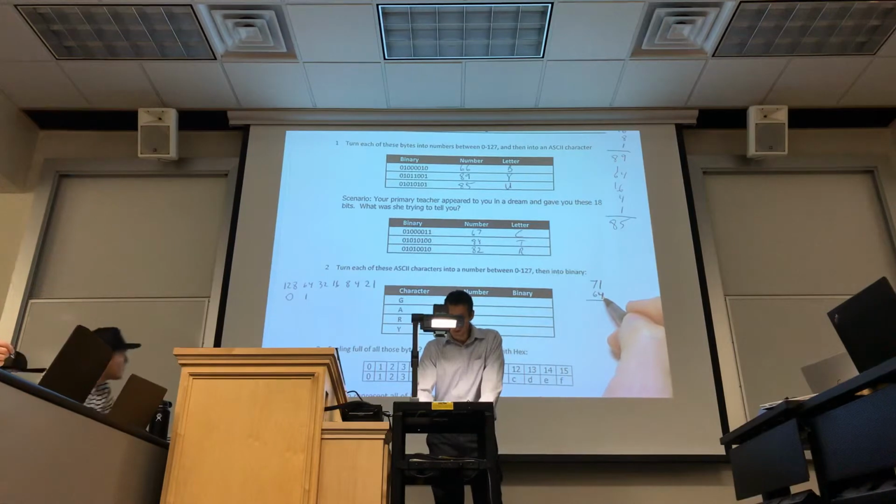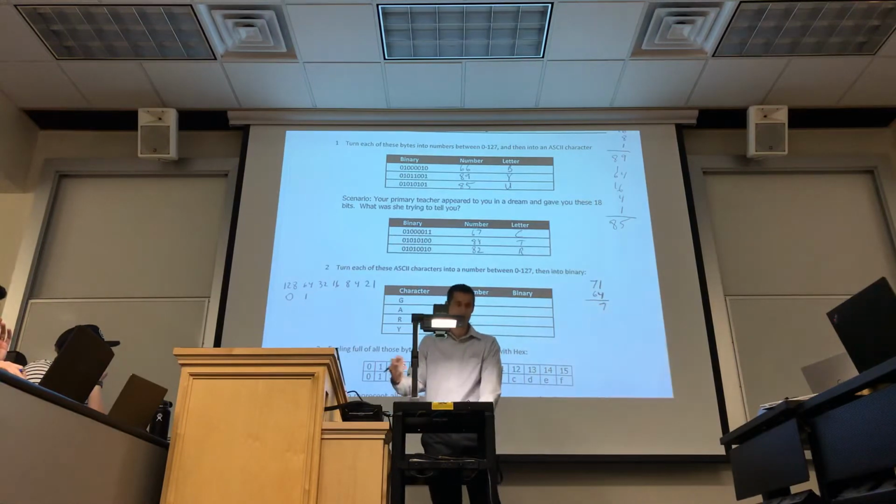71 minus 64 is 7? 71 minus 64, sorry. Reading it upside down. Okay, so we have 7 left.